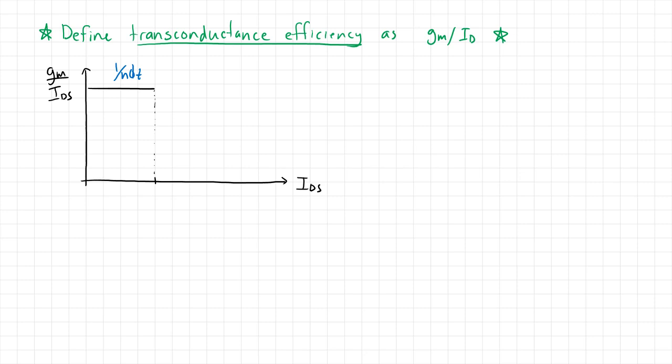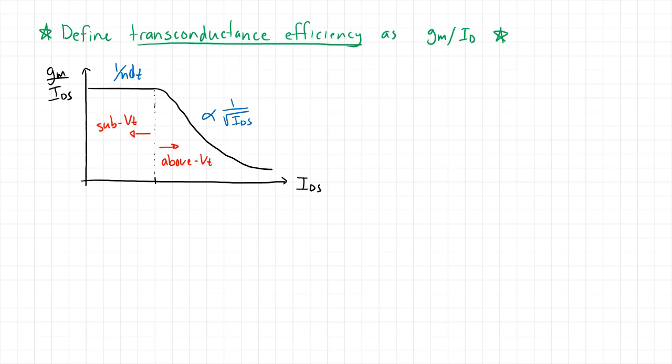Now, in above threshold, we know that GM is proportional to the square root of ID. So if we take that expression and we divide by ID, then we get something that is proportional to 1 over the square root of ID. Technically, this is proportional to 1 over the square root of ID sat in above threshold. And so below here, we are in the subthreshold regime. I'm writing sub VT, but I'm saying in my mind subthreshold. And the above threshold regime is above some critical current here.